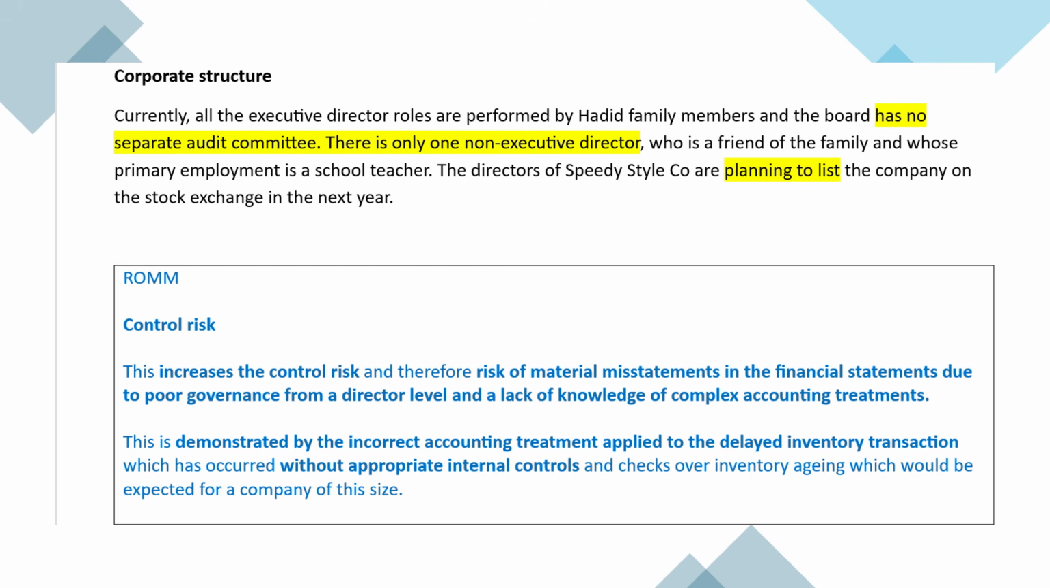Moving on to weak corporate governance. So use this as sort of a rule. Whenever you've identified weak corporate governance, you can always link it to control risk for easy 2 marks. So I'm going to say this increases control risk. The impact on financial statements is this increases the chances of fraud or error.